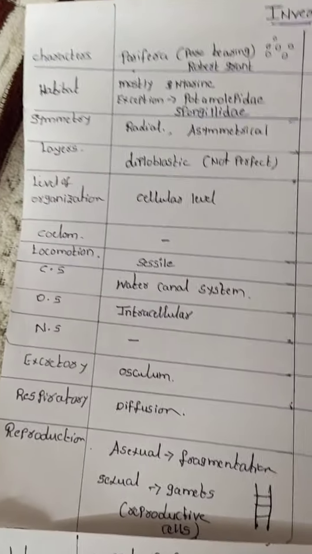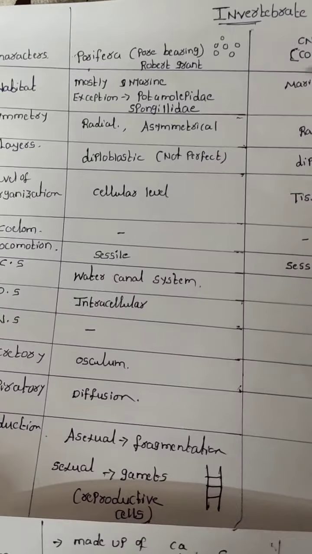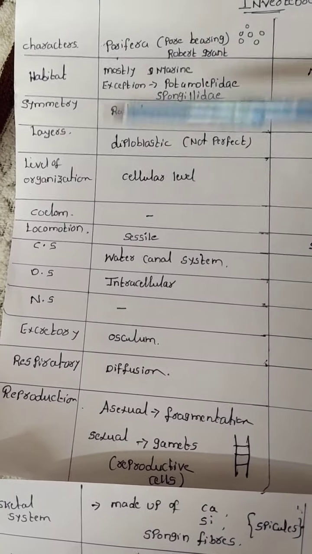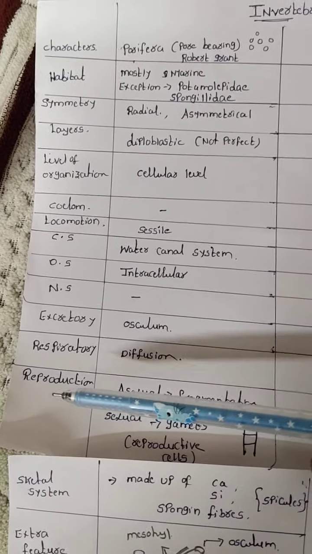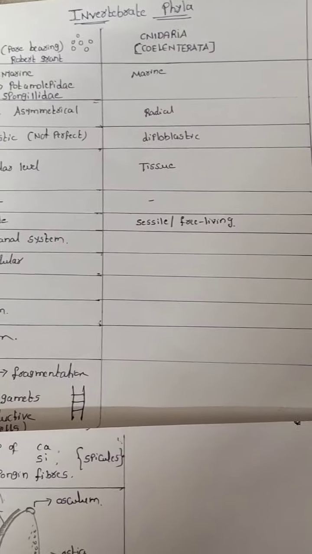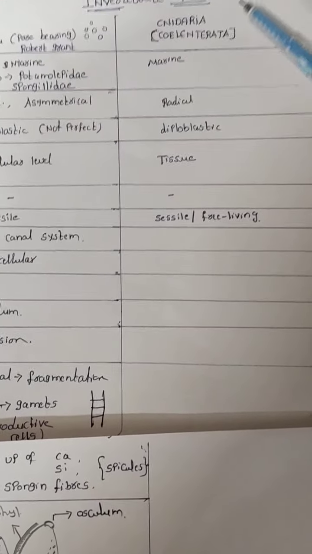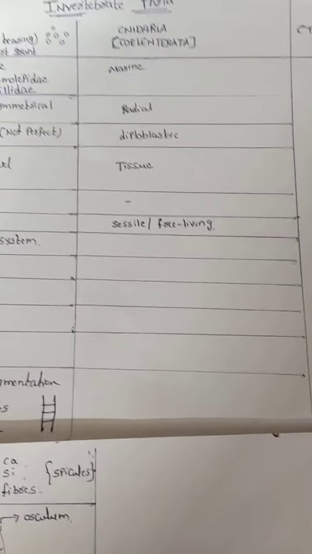Now see here. On one side you must write like this only. On one side you have to write the characters. On the other side, for each page you must keep three phyla. Now the first phylum is the Porifera, the second phylum is the Cnidaria, also known as Coelenterata, and the third phylum is the Ctenophora.